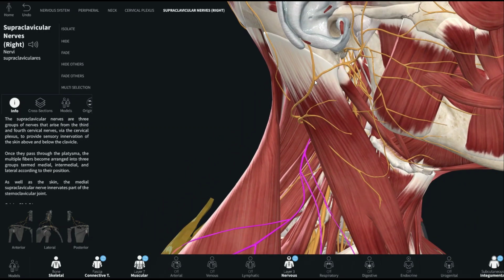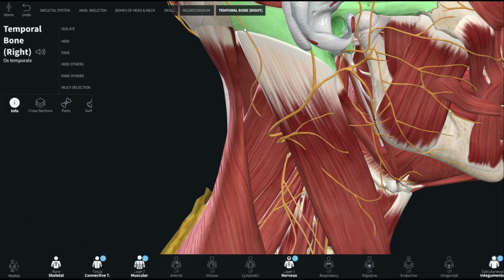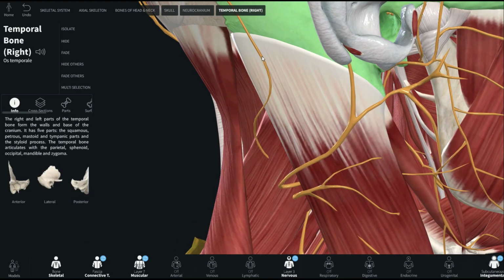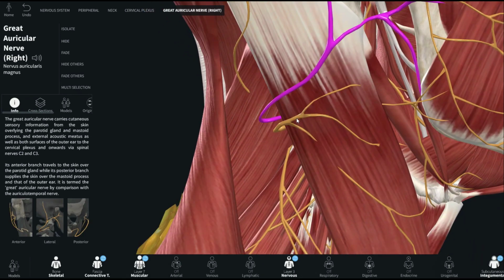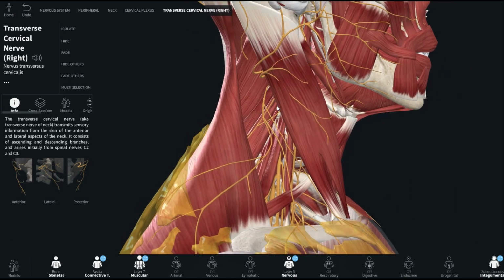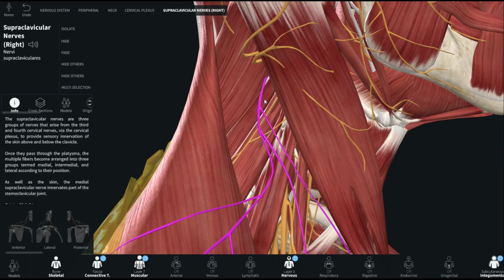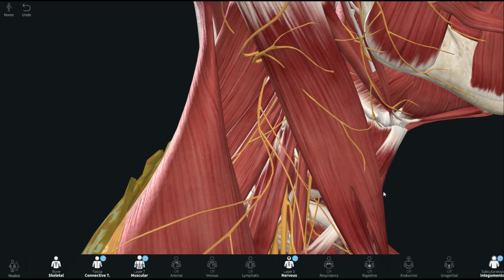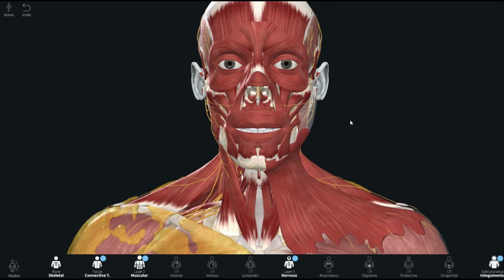Okay. Let's do just one quick recap. This is the lesser occipital nerve. This is the great auricular, right? This over here, just below it, is the transverse cervical, right? And this is the supraclavicular nerve. Okay, so that finishes the cutaneous nerve distribution of the neck region.